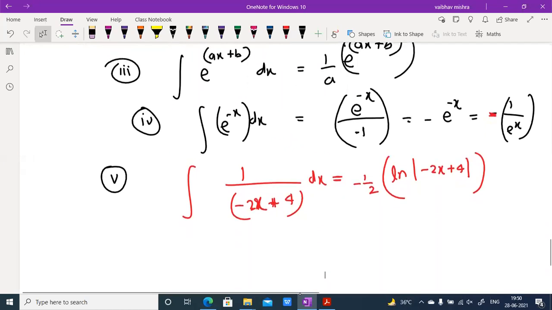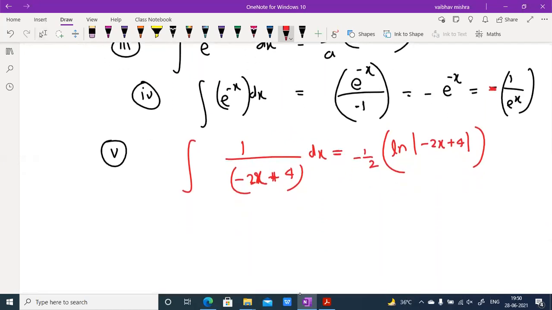So why did you add modulus? Because ln is not defined on the negative number, so we cannot use any such limit where it becomes negative. Like you cannot put x greater than 2. Okay. That's the maths thing.